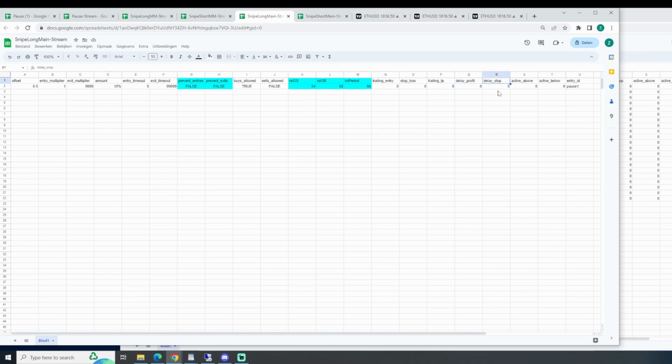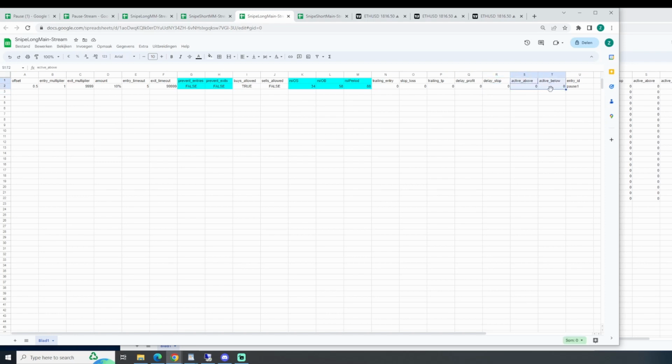Delay profit, delay stop. This is a way that you can tell this agent that whatever he's doing, he can only do it once. For example, if he would have an exit target, setting a delay profit of 9,999 would tell the agent that after he has taken profit, he has to wait for 9,999 minutes before he can do the same trade again. We're not going to do any of that. No delay stop, no active above, no active below.